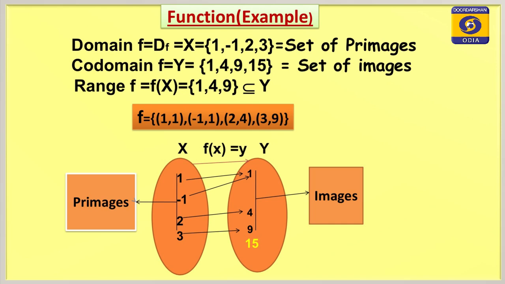Now, you see also the figure. So, there are images and pre-images. Images are the elements of the codomain which participate in the relation, that means that is the range set, and pre-images are nothing but the domain set.